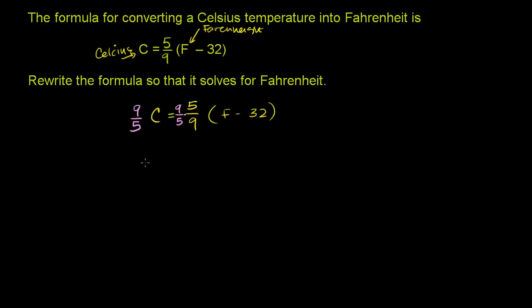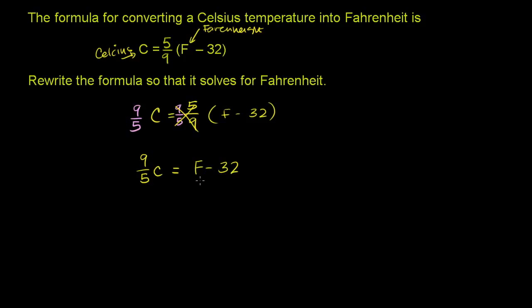The left-hand side becomes 9/5 times the Celsius temperature, is equal to, the whole reason we wanted to multiply the right side by 9/5 is these 9's cancel out, this 5 cancels out, and this just becomes a 1. So 9/5 times the Celsius temperature is going to be equal to this expression, the Fahrenheit temperature minus 32. We don't need the parentheses anymore because this is the only expression on the right-hand side.